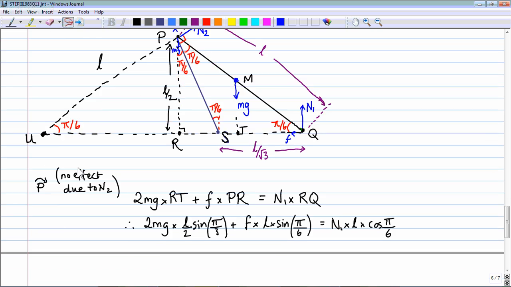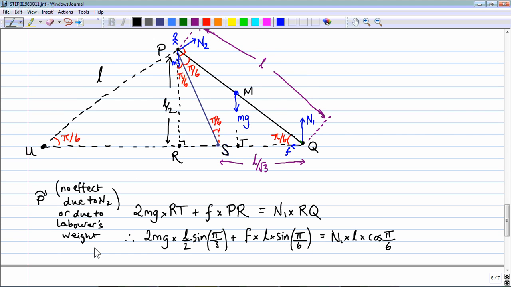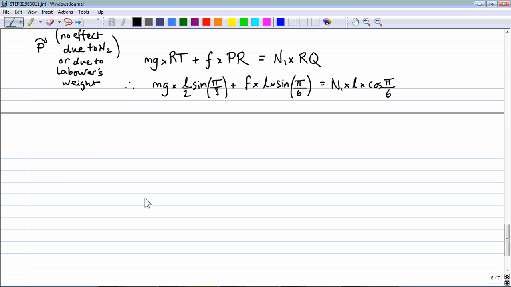So moments about P, there's no effect due to N2, but in this case there's also no effect due to the labourer's weight, right? Because the labourer is at P. So that means that the equation will be exactly right with these three terms, one for the weight at M, one for the friction, one for N1, except the weight at M is now mg and not 2mg. So all I have to do is remove this 2, and then this equation is correct. Now the lengths are the same, so it's just literally a case of removing this 2 here, and then again rearranging this equation.